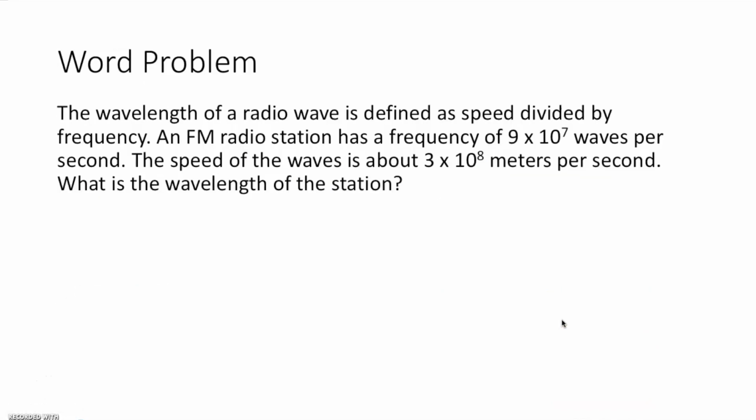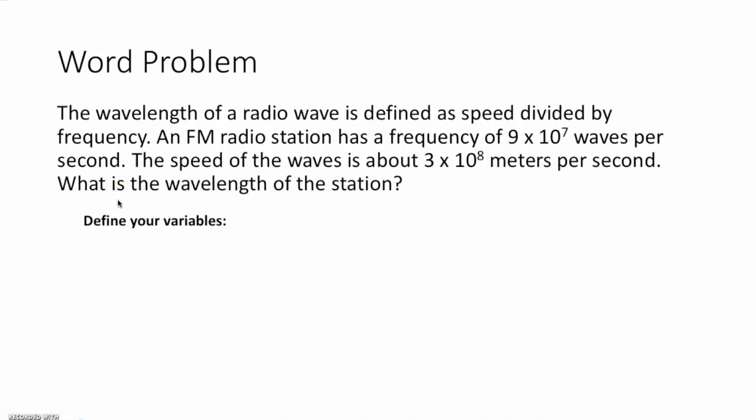Now our word problem says the wavelength of a radio wave is defined as speed divided by frequency. An FM radio station has a frequency of 9 times 10 to the 7th waves per second. The speed of the waves is about 3 times 10 to the 8th meters per second. What is the wavelength of the station? So step 1 in a word problem. We're not scared. We can do this.